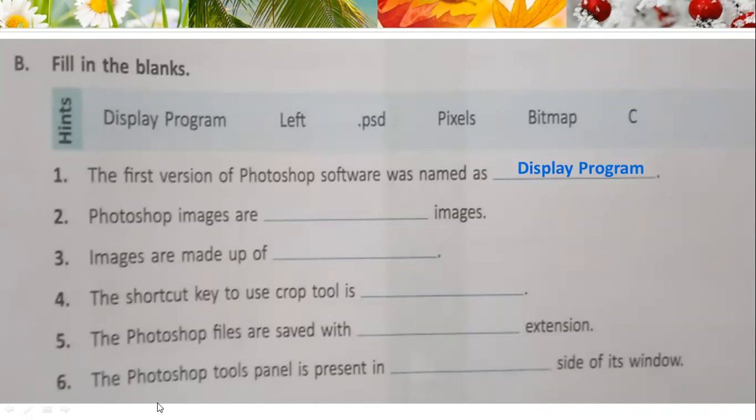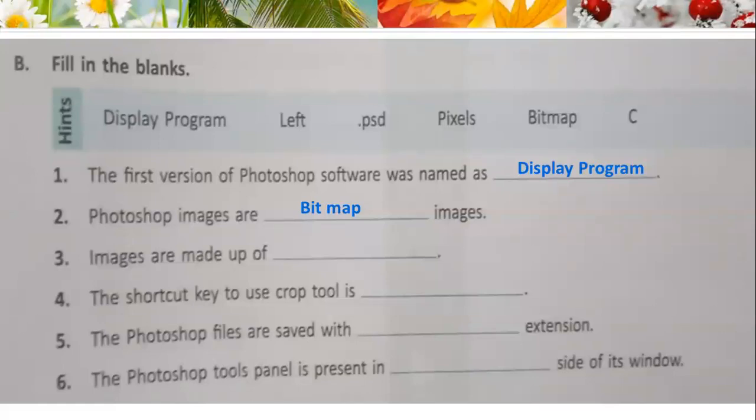Then Photoshop images are the dash images. It belongs to a particular category. And what is the name of that category? Yes, all the images of Photoshop belong to bitmap images. Okay, so this answer will be bitmap.